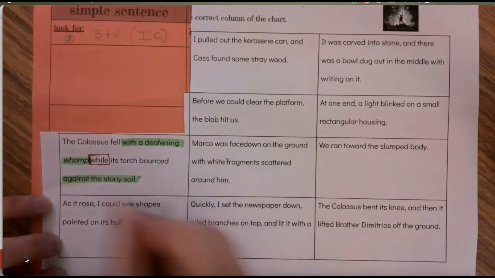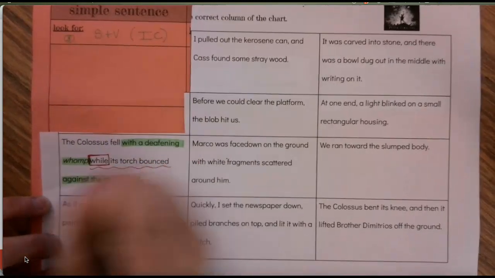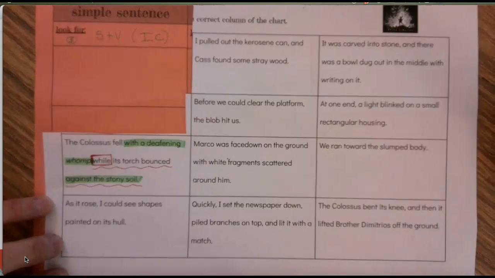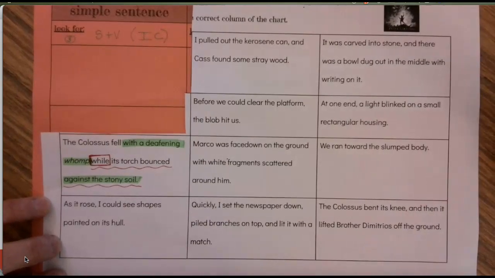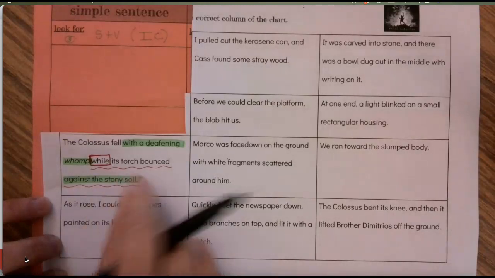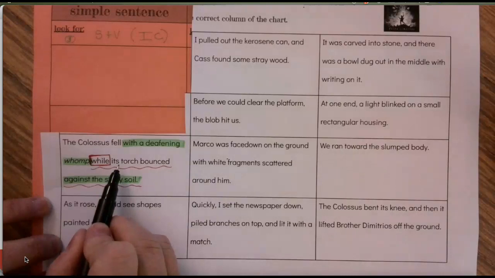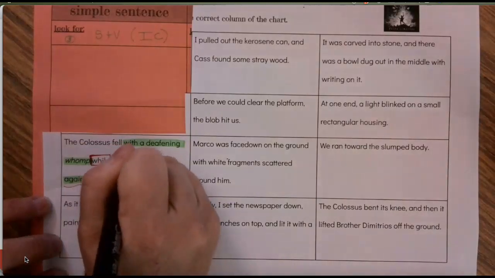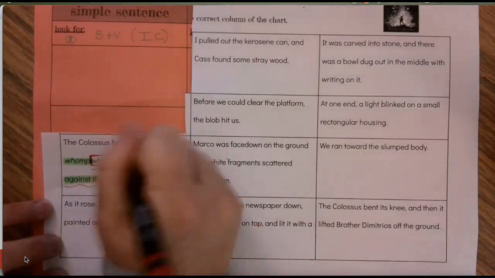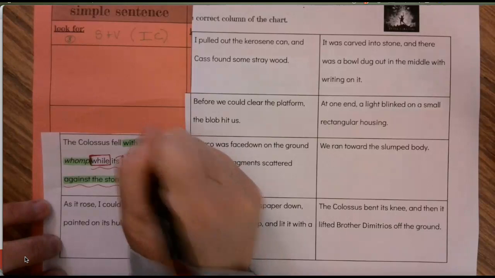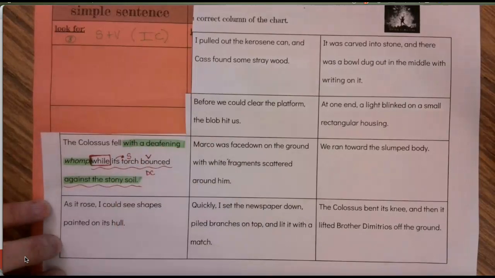While what? While its torch bounced against the stony soil. That whole thing is part of the dependent clause. The subject is what? Well, it's not its. If it was it by itself, maybe, but it with an S is a possessive. It acts like an adjective describing the torch. So torch must be the subject. And what did the torch do? It bounced. So there's my dependent clause.